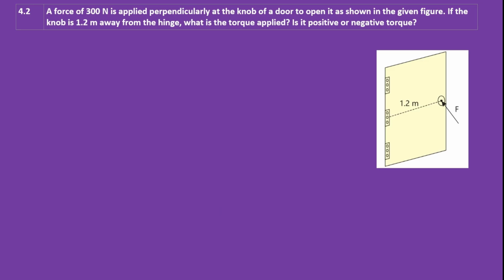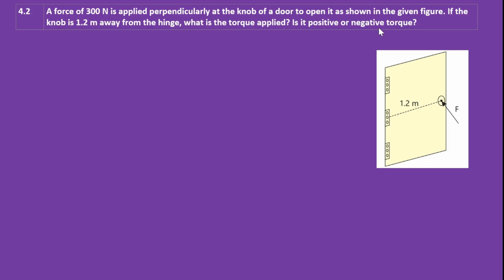Dear students, today we will solve the second numerical from chapter number 2. This is physics class 9. The numerical states that a force of 300 Newton is applied perpendicularly at the knob of a door to open it as shown in the given figure. If the knob is 1.2 meter away from the hinge, what is the torque applied?